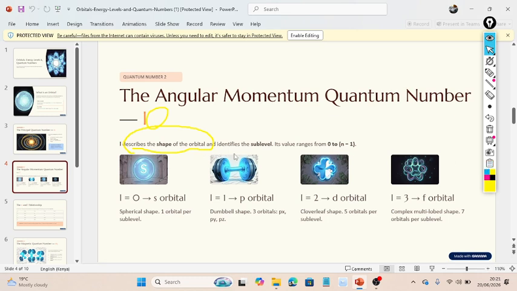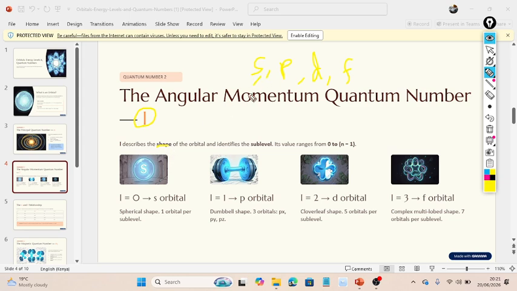So it describes the shape of an orbital, and this one is very important because it's the one that we use to define the orbitals. For the most common orbitals, we have the s orbitals, the p orbitals, the d orbitals, and the f orbitals. These are the most common orbitals that we have. And the angular momentum quantum number is the quantum number that defines the shape.